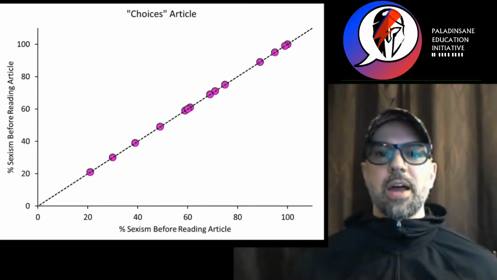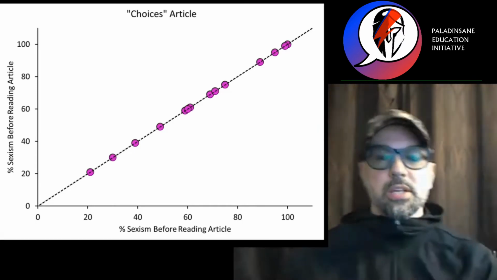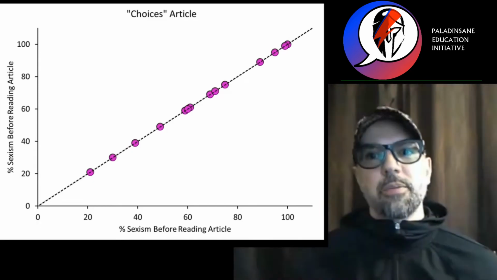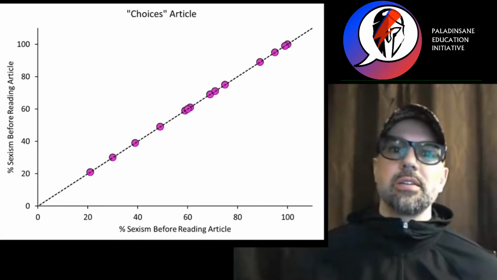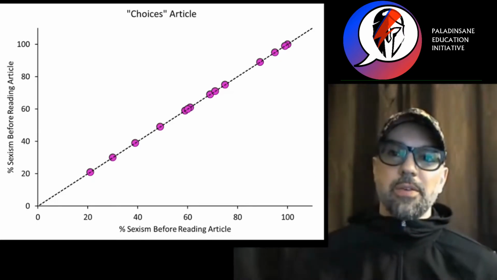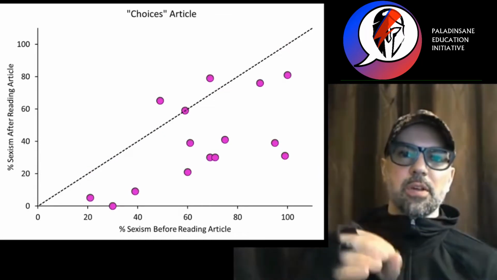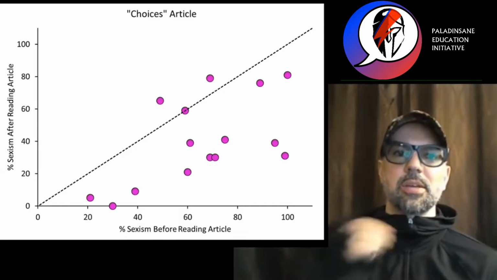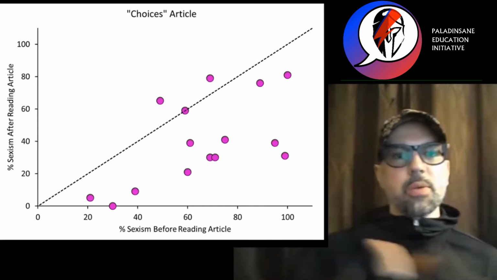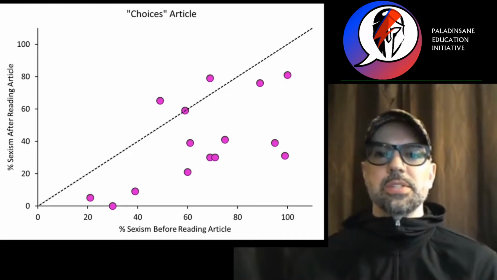So what is it that we found? Was it confirmation bias where everybody stayed on the line? Was it going harder the other way? Or did our IUSB students weigh that information and adjust their beliefs because of this new information? Well, it was very gratifying to see that this is what we found. Each of those points is their sexism after reading the article. So you can compare their sexism before reading the article and their sexism after reading the article, and that's what each of those dots now represents.